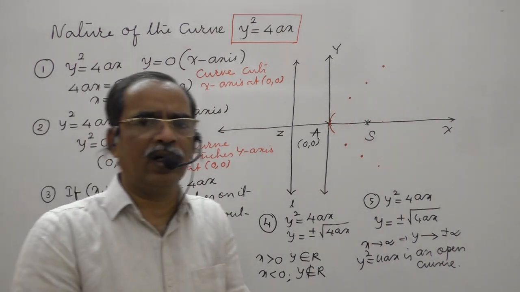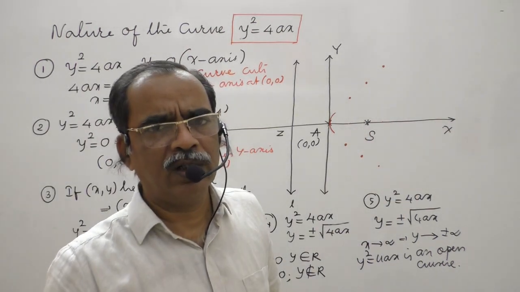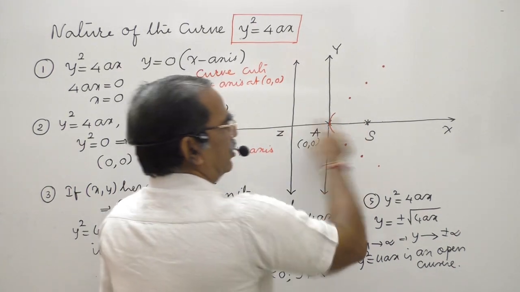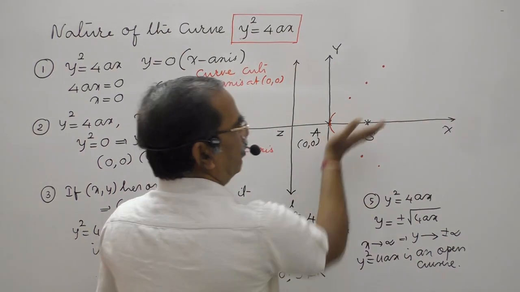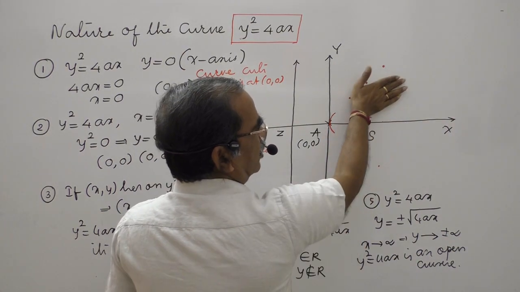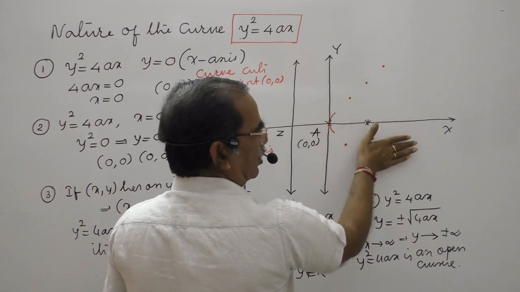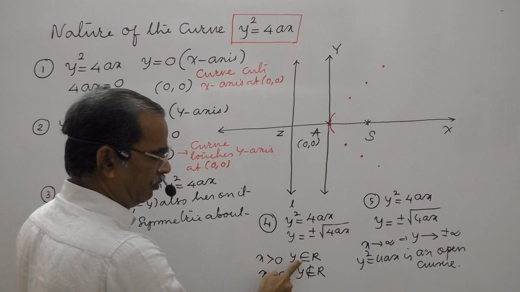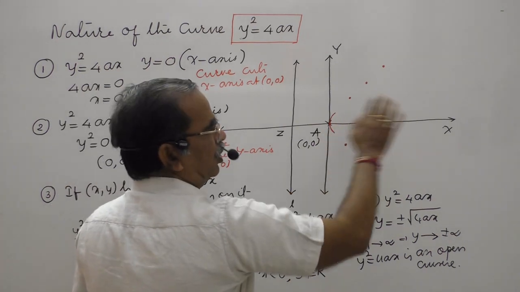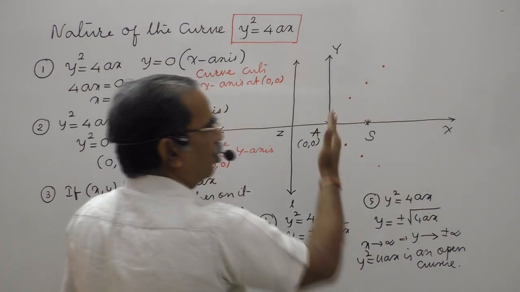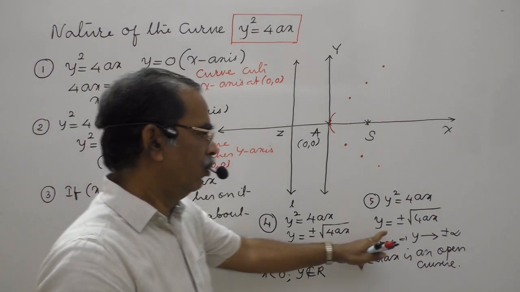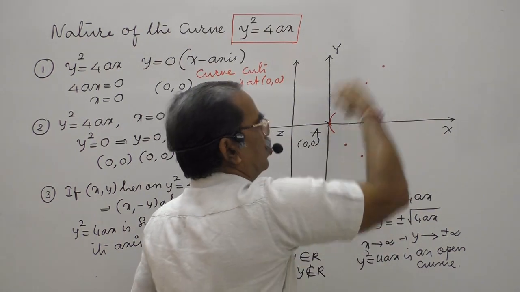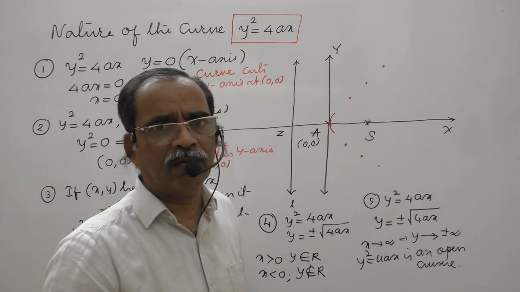You should know every term perfectly. What is axis? Line passing through focus perpendicular to directrix. This is the axis. Curve is symmetric about axis means same shape above the x-axis and below the x-axis. Point number 4 says that the curve is real when x is greater than 0. Curve lies here only. No curve on the left side. Point number 5 says as x tends to infinity, y tends to plus infinity, minus infinity.